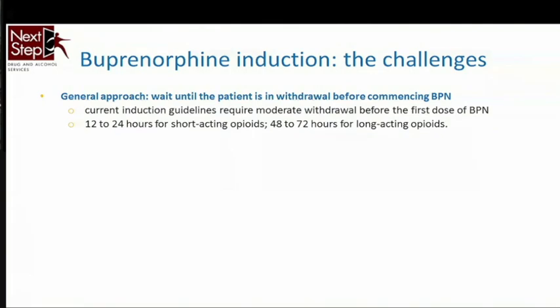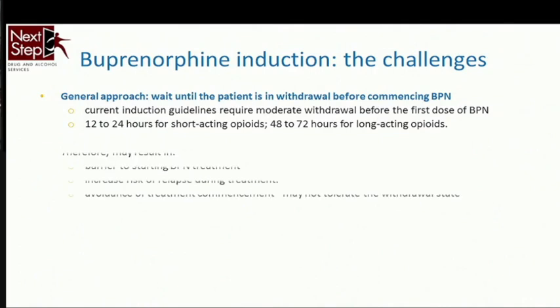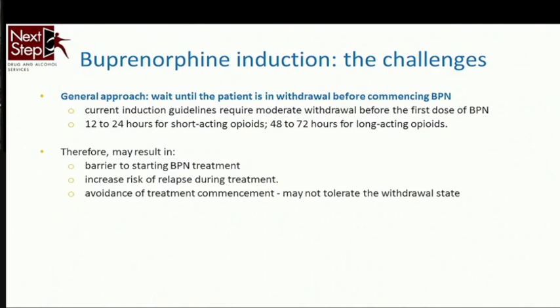And this can be 12 to 24 hours for short-acting opioids, but it might be as long as up to 72 hours if you're talking about an opioid like methadone. Fentanyl is very complicated because that can last quite long as well, even though it's a rapid-acting opioid. So the problem that comes about is that it may be a barrier to starting treatment for a lot of patients, particularly the ones at most risk that we want to try and put on buprenorphine rather than methadone sometimes. It's an increase in risk in terms of relapsing into use when they are on treatment.